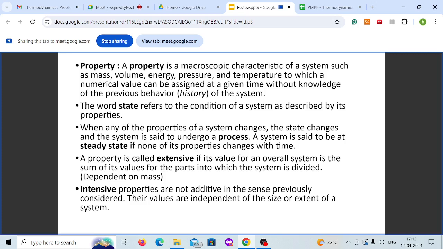The system is said to be in steady state if none of the properties change with time. So with respect to time, if the properties do not vary, you say that it's in steady state.